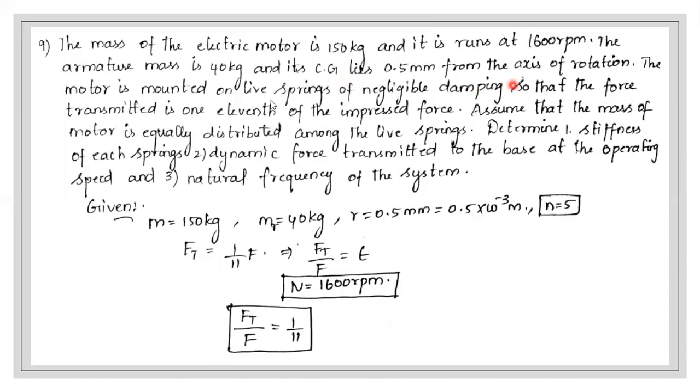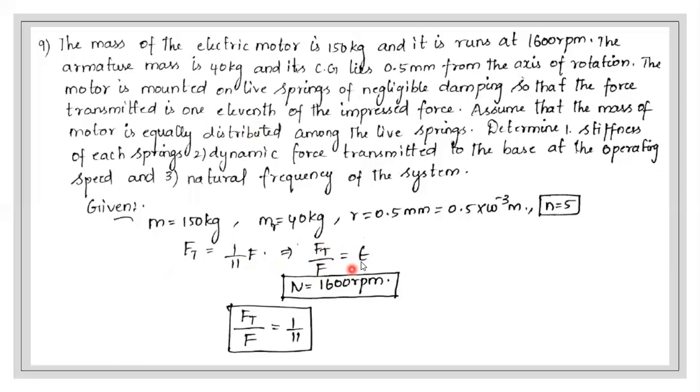So the motor is mounted on 5 springs of negligible damping. Negligible damping means C will be 0, so that the force transmitted is 1/11th of the impressed force. We know the transmissibility ratio is the ratio of force transmitted to the force applied.